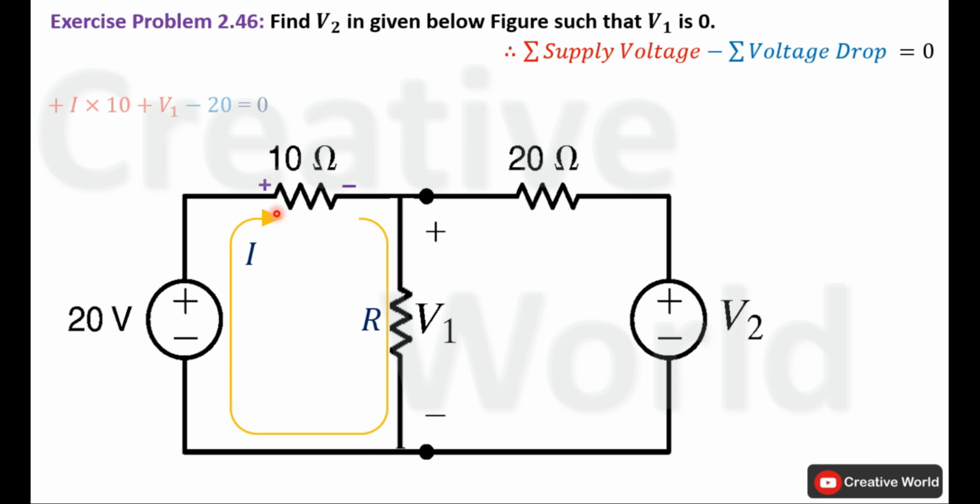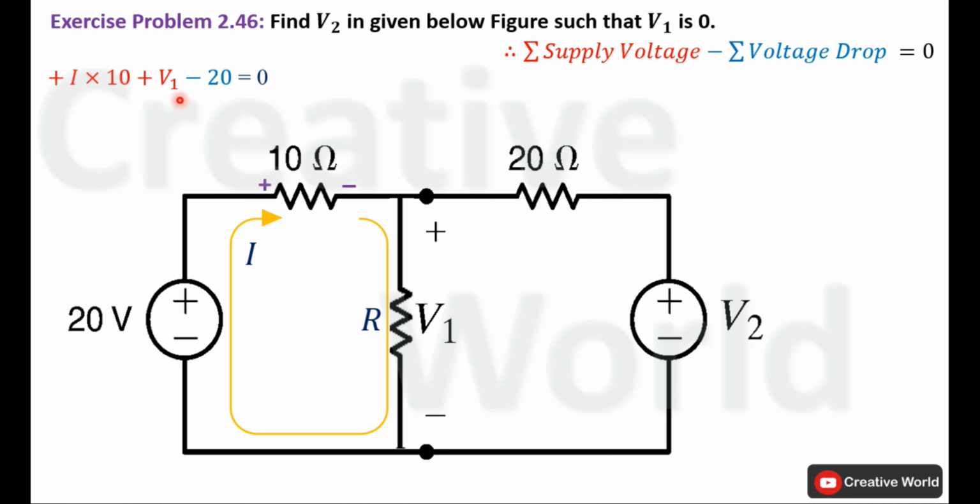Start from the 10 ohm resistance. Current entering terminal is positive, so voltage across this 10 ohm resistance will be taken with positive sign, that is the product of current through it I and the value of resistance: I multiplied by 10. Next element is resistance R. Voltage across this resistance R is labeled as V1 and current entering terminal is positive, so V1 will be taken with positive sign. Next is the voltage source. Current entering terminal is negative, so 20 volt will be taken with minus sign.